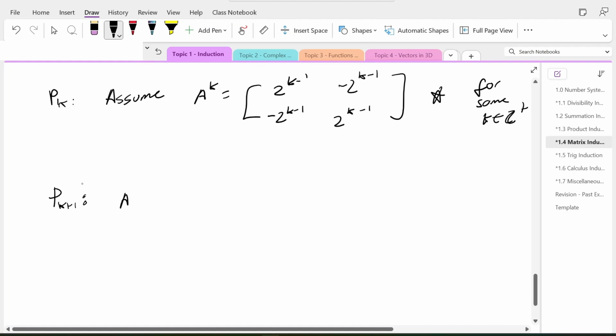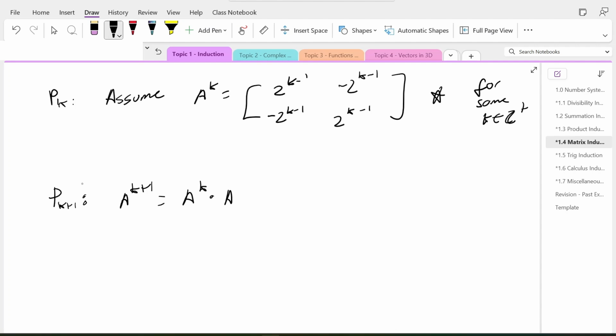So in particular, the matrix A to the K plus 1, we're going to split it up much like a lot of other induction methods. A to the K we already know, so this is the matrix 2 to the K take 1. And then we're going to be timesing it by the original matrix A.